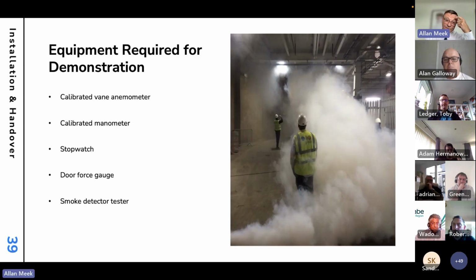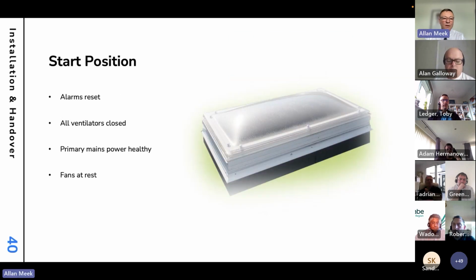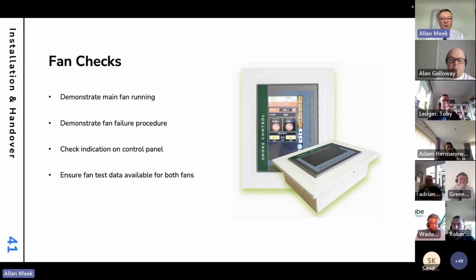The equipment you would definitely need to carry out this demonstration would be a calibrated vane anemometer, a manometer, a stopwatch, a door force gauge, and a smoke detector tester as a minimum. So we would typically run through this starting with the system at rest. We do the fan checks first, demonstrate the main fan running, fail the main fan, check the indication on the control panel, check the standby fan cuts in, and we'd also ensure that there's fan test data available for both fans, so the system has been tested with the standby fan, which is not always the case.